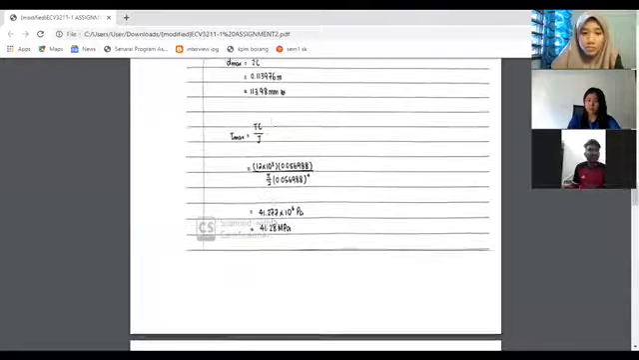Then the second thing they ask is the maximum shearing stress developed. So we use the same formula, shear stress equals Tc over J. We got the torque, we got the c radius, we got the J. So we just substitute into the formula, and we get 41.28 megapascal.